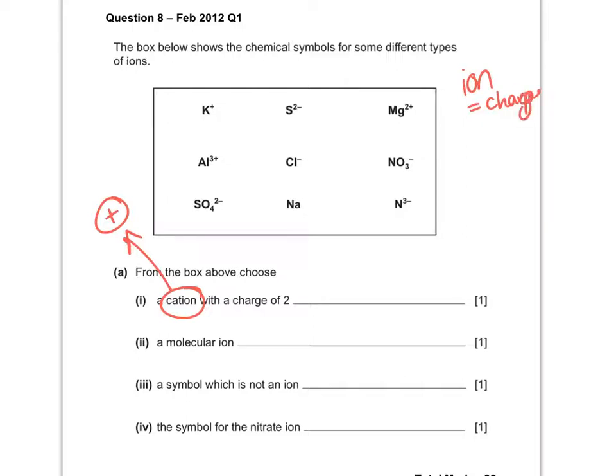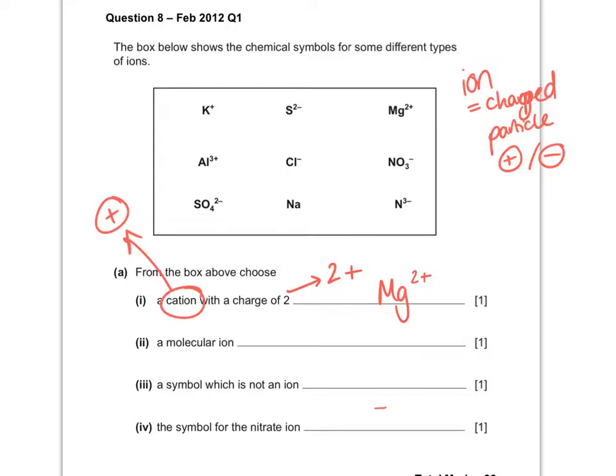So a charged particle will either be positively charged or negatively charged. So a cation is a positively charged ion. So I'm looking for a positively charged ion that has a charge of 2, so essentially something with a charge of 2 plus. And what I can see in my table is that I've got Mg2 plus. So you had to remember that a cation is a positively charged ion.